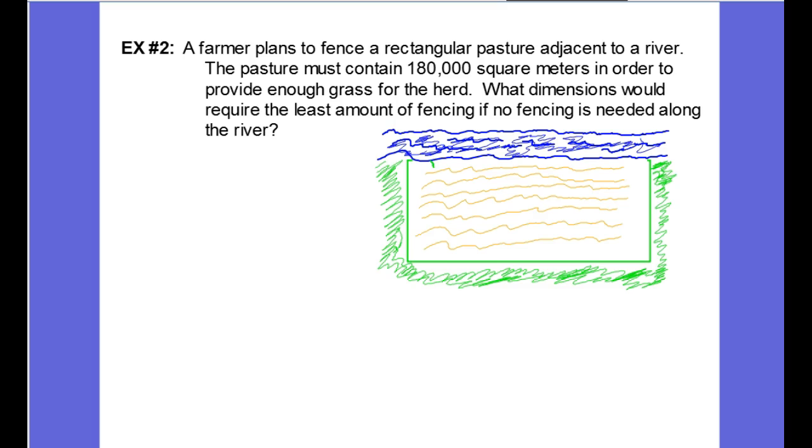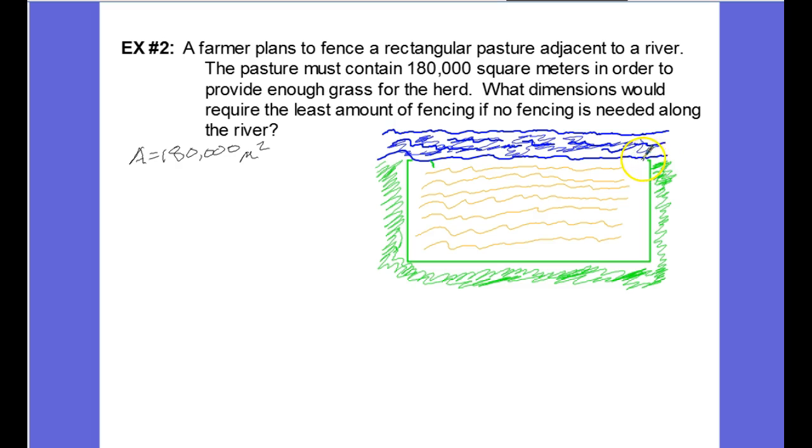So we have our first constraint. The area equals 180,000 square meters. They ask what dimensions would require the least amount of fencing if no fencing is needed along the river. So in other words, we're going to be fencing 3 sides of our rectangle.